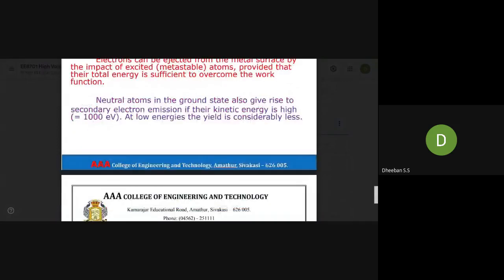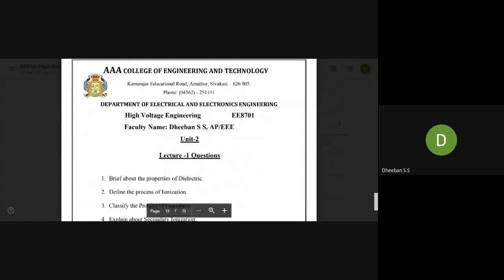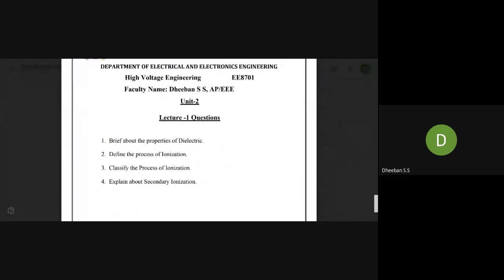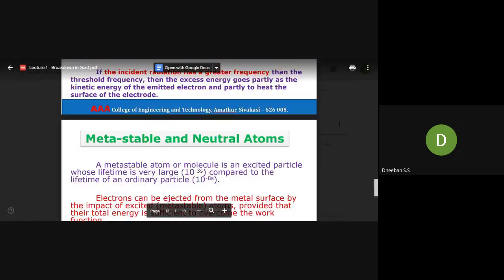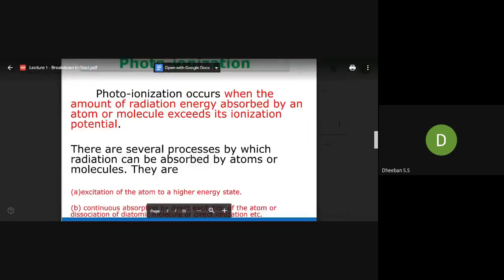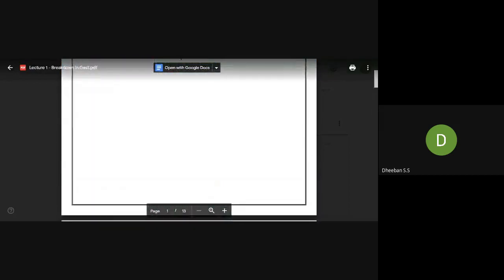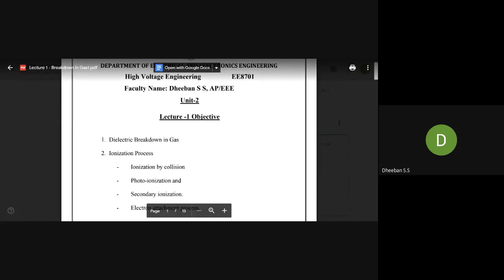So that's what we have with respect to today's lecture. Tomorrow we will be seeing the theories regarding this breakdown. In this they might ask properties of dielectrics from the book, and then they will ask the process of ionization. So we can expect 2 marks questions from this part of the lecture. So that's it for the recording.